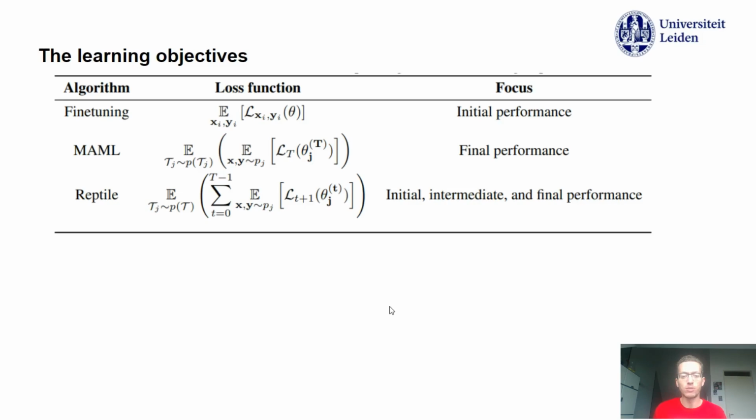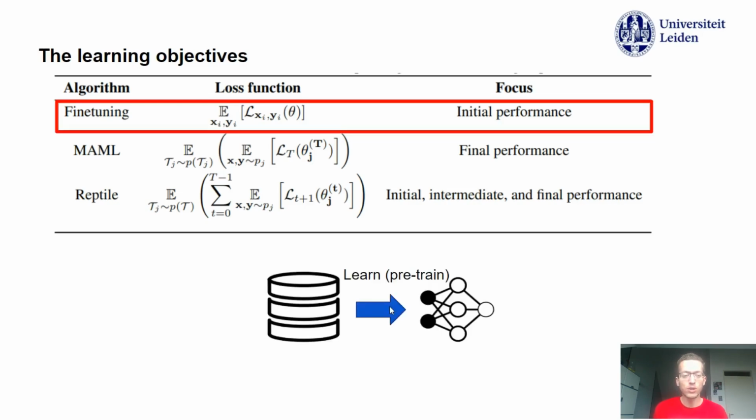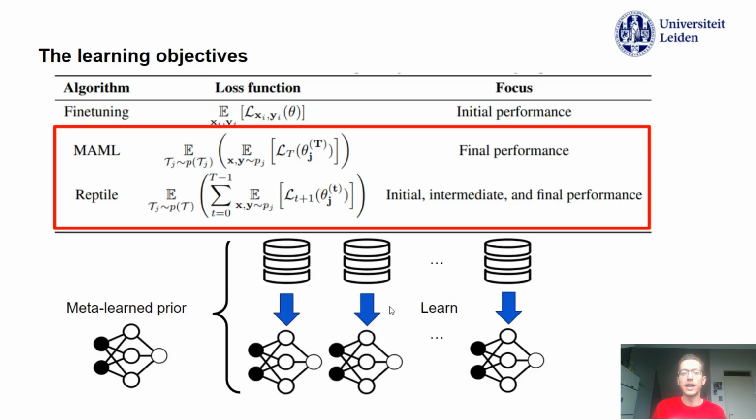One way to go about this question is to investigate the objective functions that each of these techniques is trying to optimize. I will not go into the full details here, but fine-tuning really focuses on the initial performance, meaning the performance that it can achieve with the current set of neural network parameters. MAML and Reptile, on the other hand, are more look-ahead algorithms, meaning that they do not so much care about the initial neural network parameters, but more about the performance that we can achieve after making a number of update steps. And MAML is most extreme in this sense because it only focuses on the final performance, so after having made a certain number of T update steps.